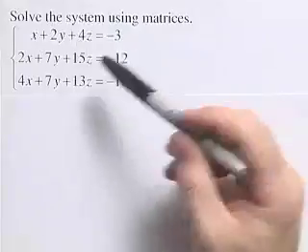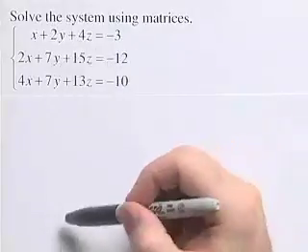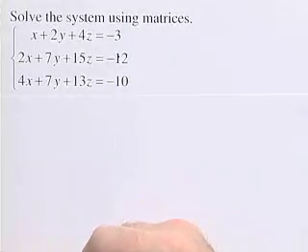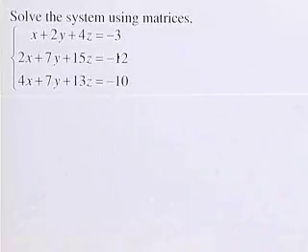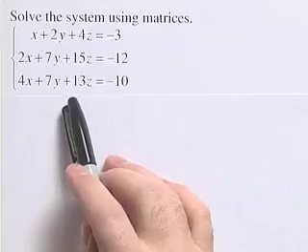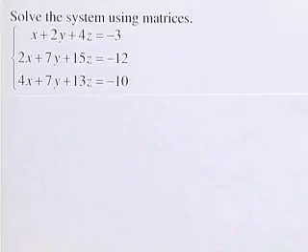Here we're going to solve a system of equations using matrices. We need to solve this system: x plus 2y plus 4z equals negative 3, 2x plus 7y plus 15z equals negative 12, and 4x plus 7y plus 13z equals negative 10.